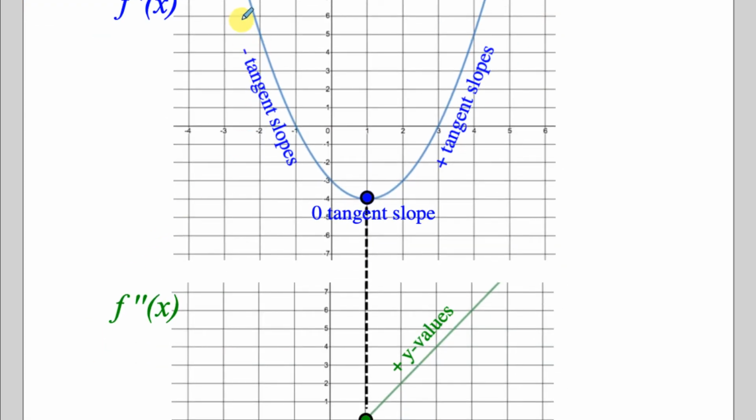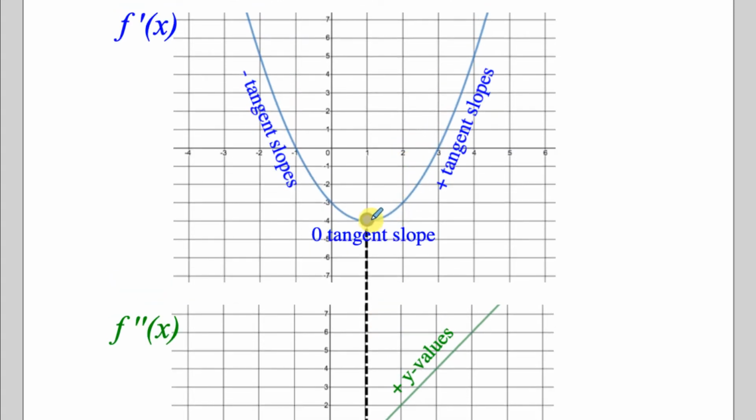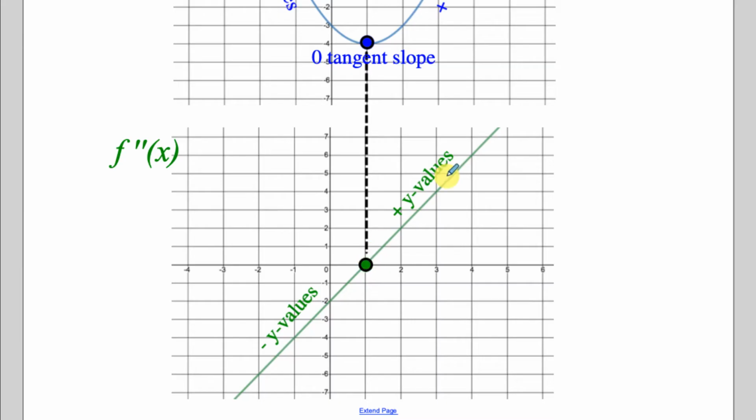First derivative is decreasing when x is less than 1. Therefore, second derivative has negative y values. First derivative is increasing when x is greater than 1, which means second derivative has positive y values. Tangent slope is 0, which means second derivative has a y value of 0.